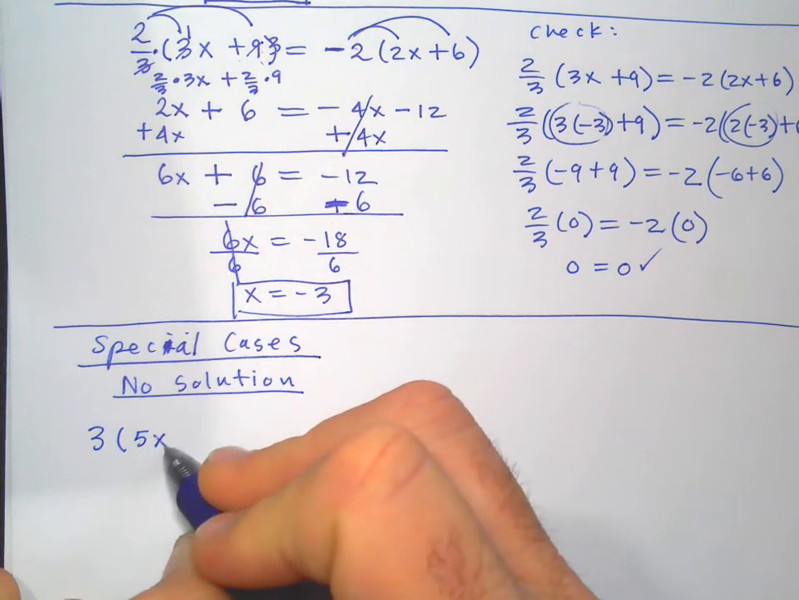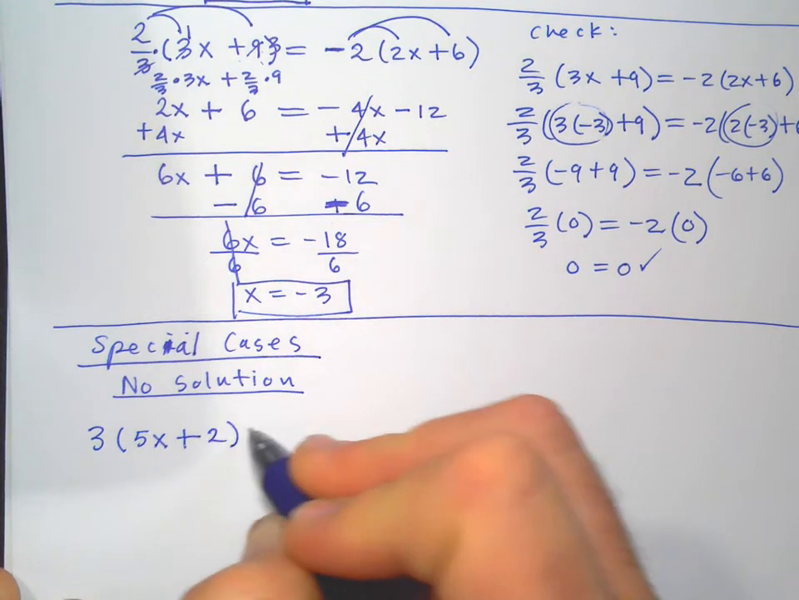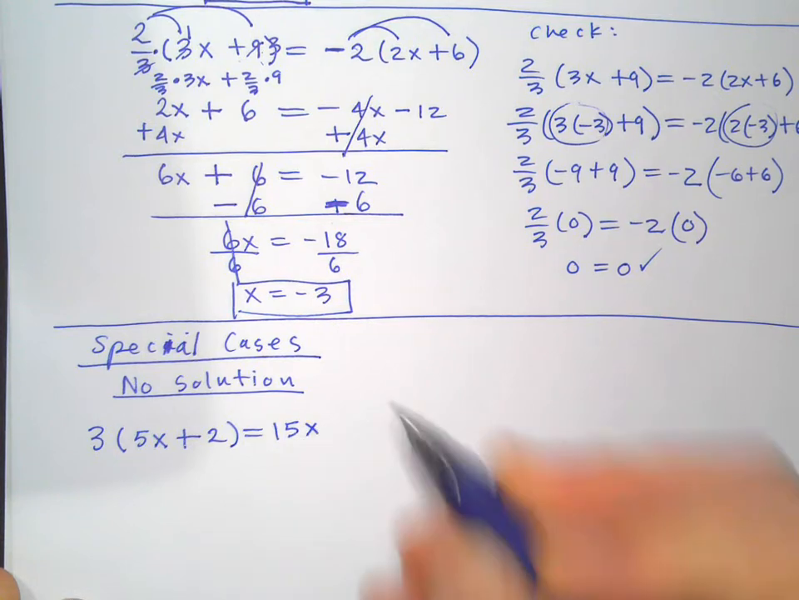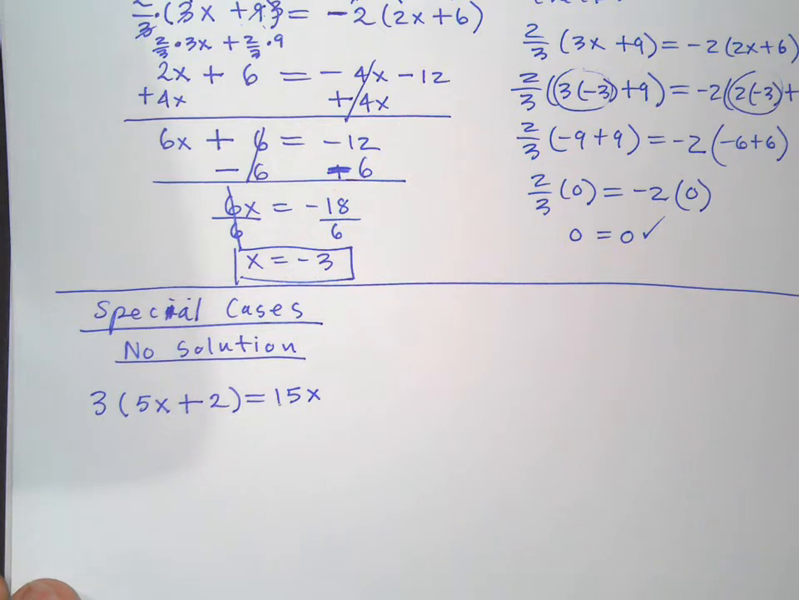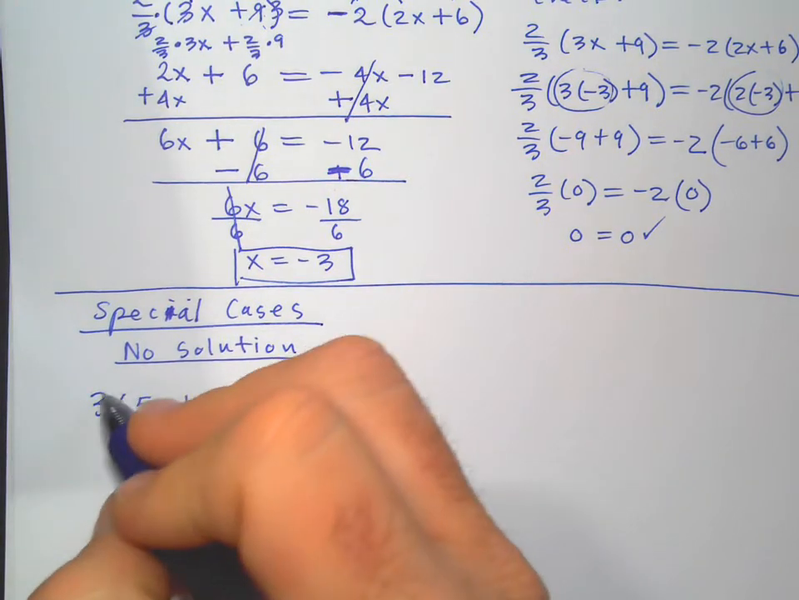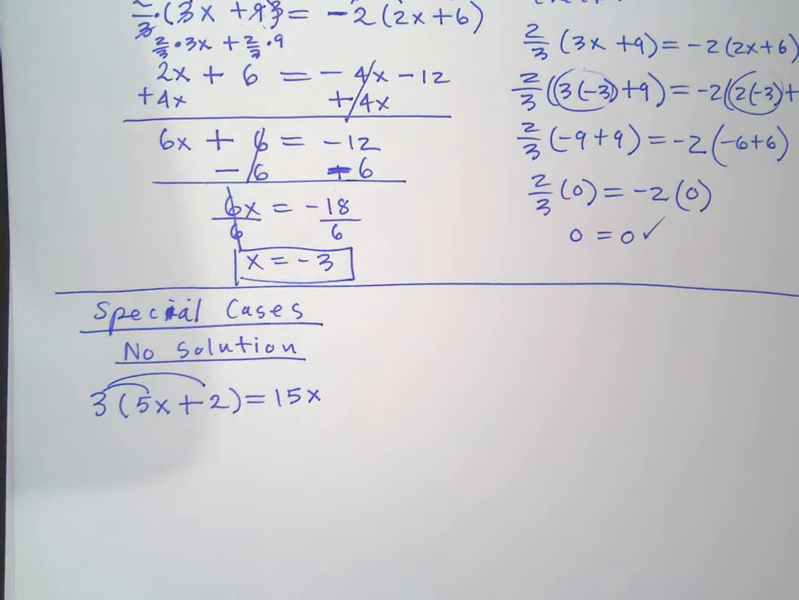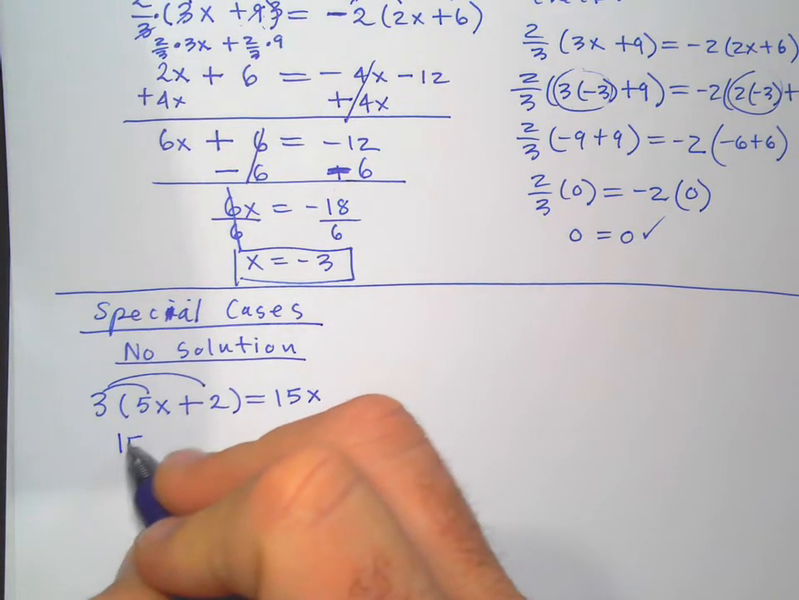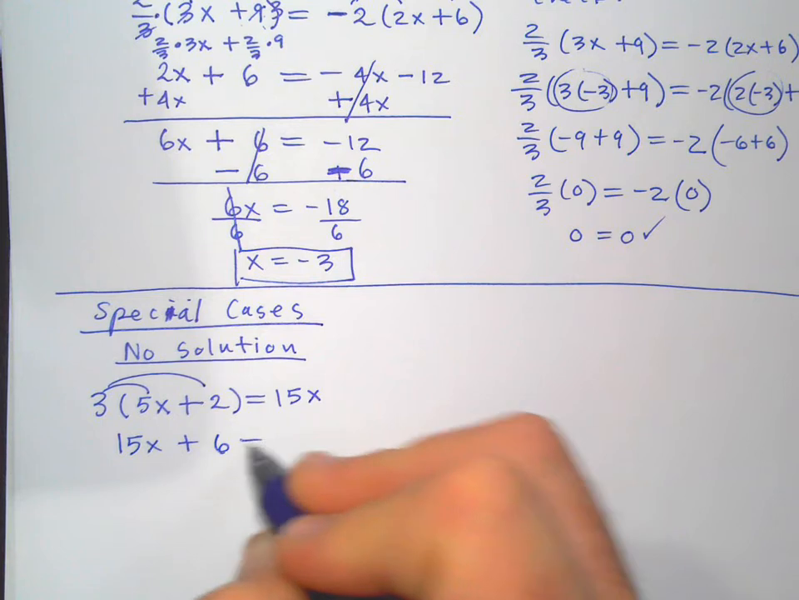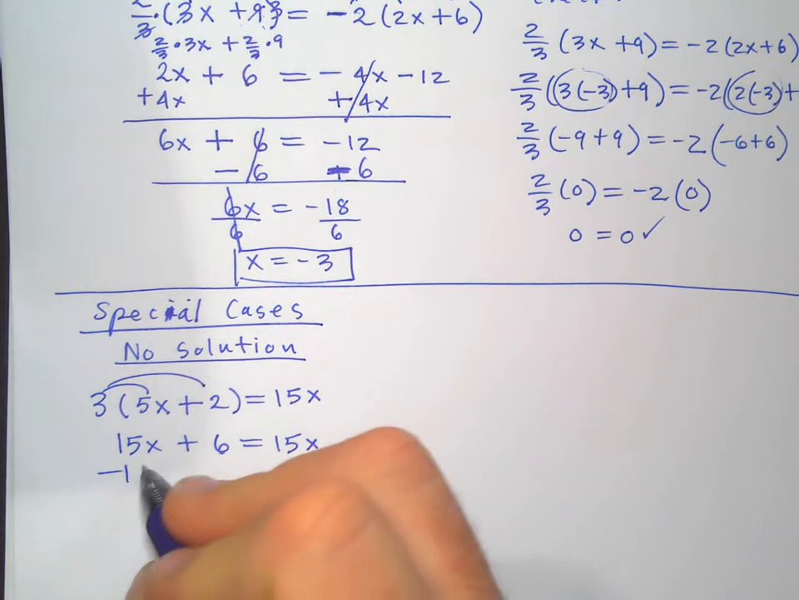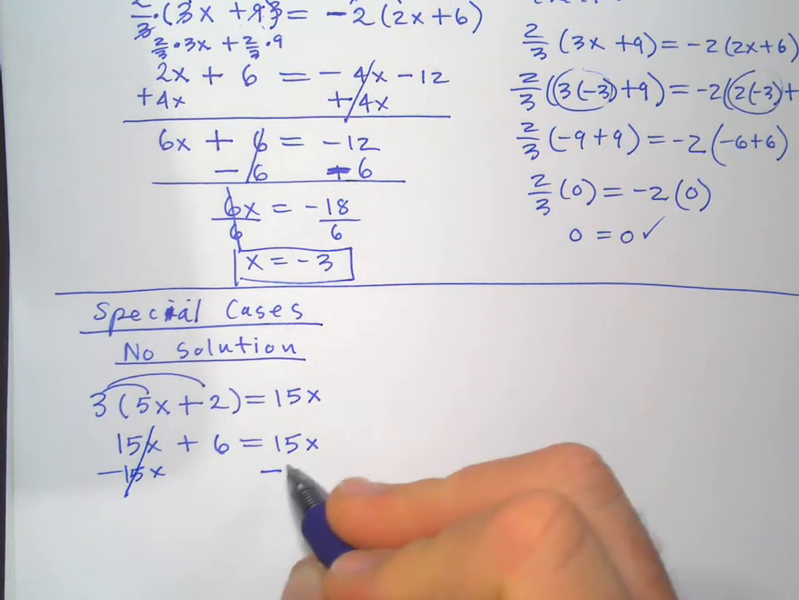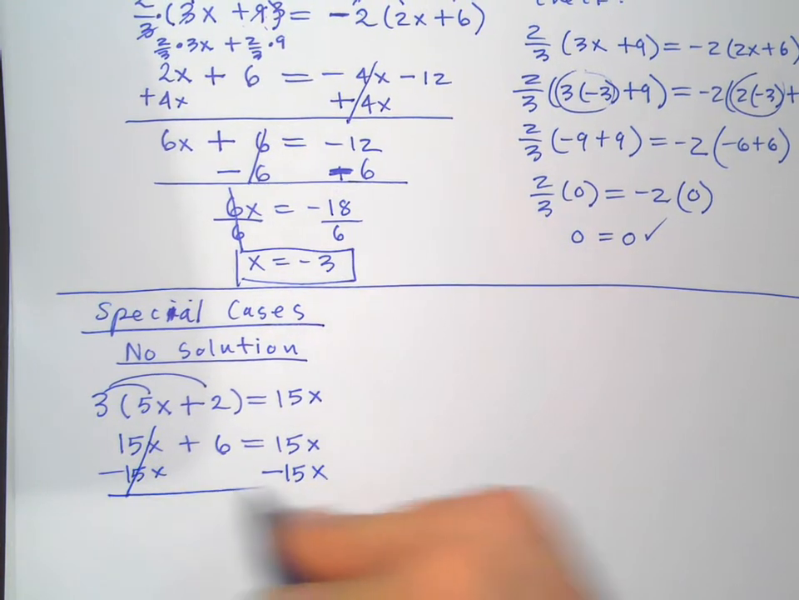3 parentheses 5x plus 2 equals 15x. Okay, pause the video if you need to catch up and write it down. Let's just pretend like we're going to go and solve it. So we'd say, let's simplify. Let's get rid of these parentheses first. 15x plus 6. And then you might be like, well, okay, we've got x's on both sides, so let's move them all to one side. So say, well, we're going to subtract 15x. And you've got to do the same thing on both sides. And then what?